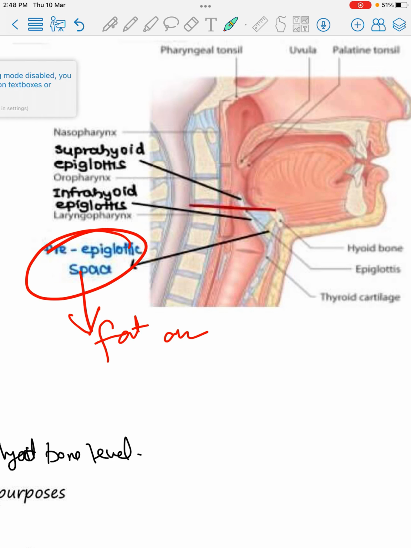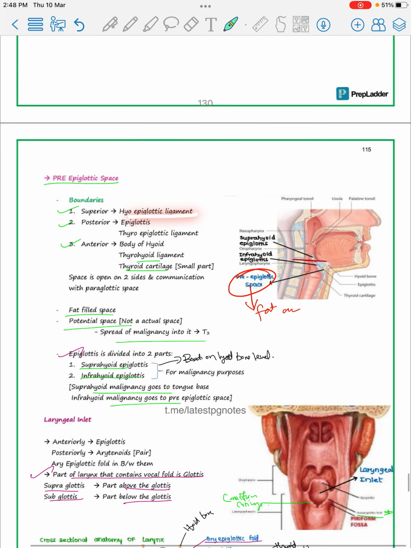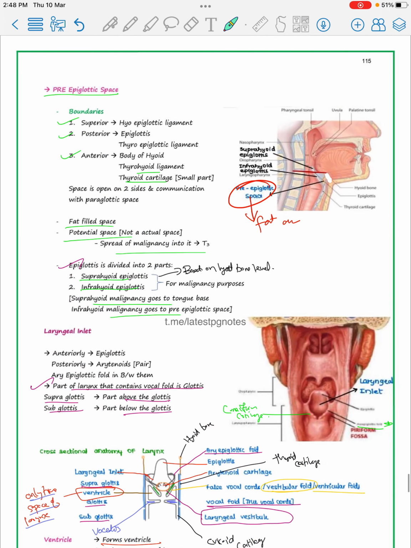Then this upper superior border is formed by the hyoepiglottic ligament. Then posterior is formed by the epiglottis. Then the anterior part is formed by the body of hyoid, then thyroid ligament, then a small part of thyroid cartilage too. Okay, then it's fat filled. It's a potential space where malignancy can spread.